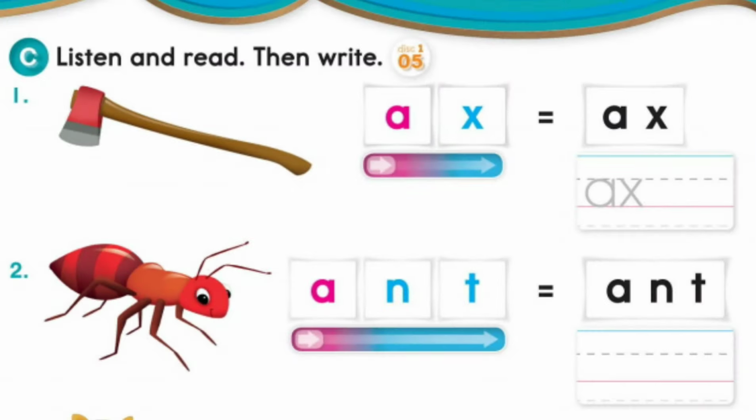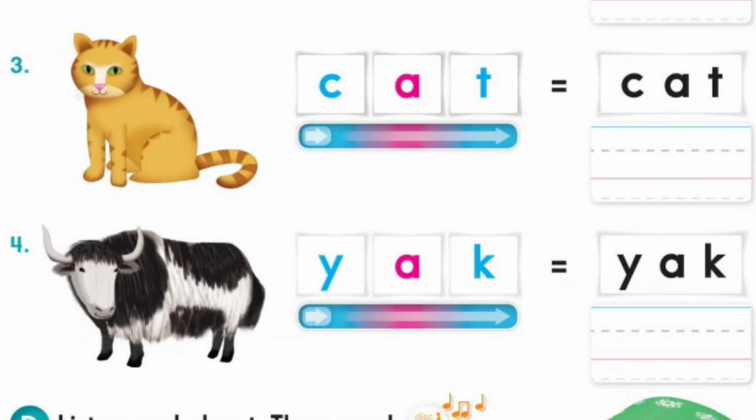Page 5. C. Listen and read. Then write. 1. Axe. Axe. 2. Ant. Ant. 3. K. At. Cat. 4. Y. A. K. Yak.